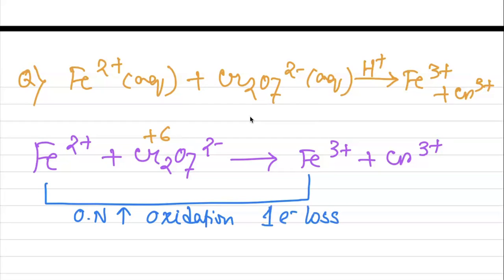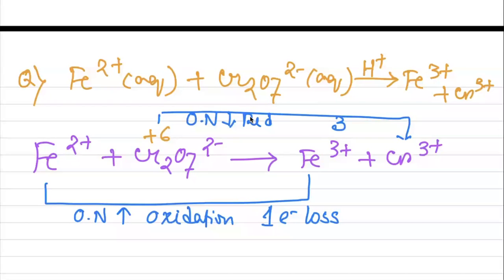Now here, chromium goes from 6 plus to 3 plus. Does the oxidation number decrease or increase? The oxidation number decreases, which means reduction. Number of electrons gained is 3. Yes. Now you have to find out one thing.